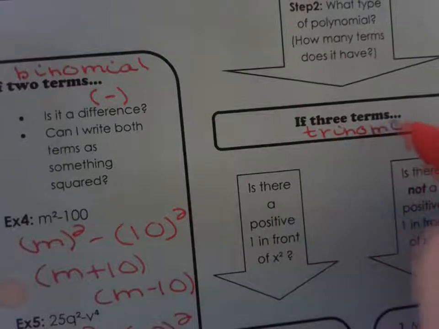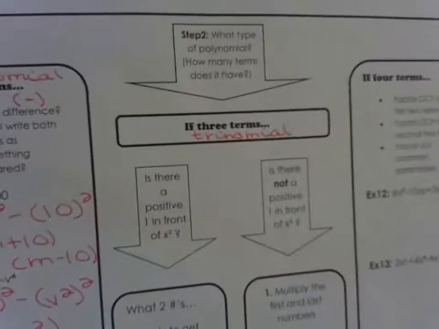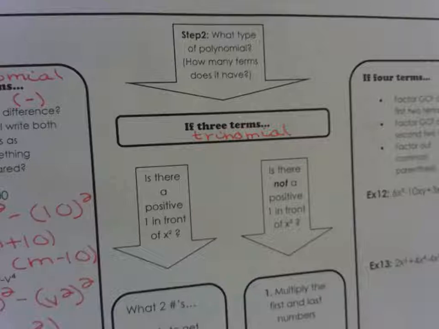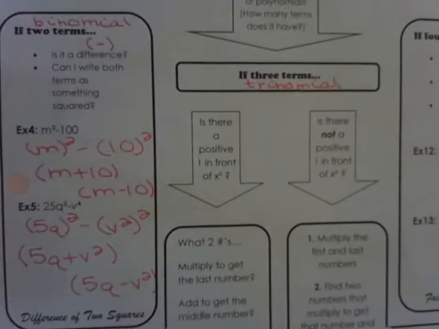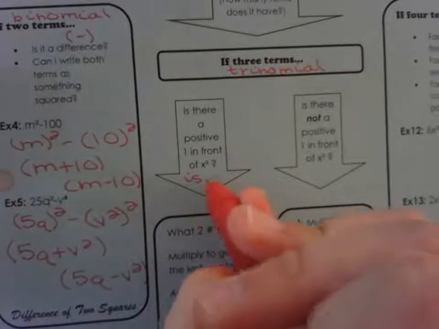Right in the middle. So if there are three terms, if you have a trinomial, you have two choices to choose from. And I have the two arrows. So I try to make this so that it's easy to read. So first one, is there a positive 1 in front of x squared? Which basically means is x squared alone. That's the same thing, if that's easier for you to think about. Either way you want to think about it, it's fine.